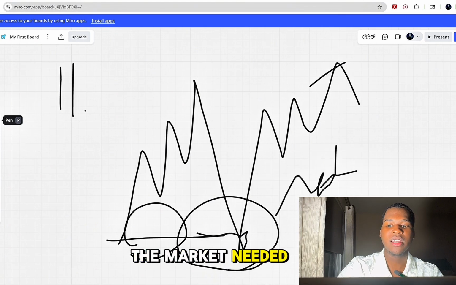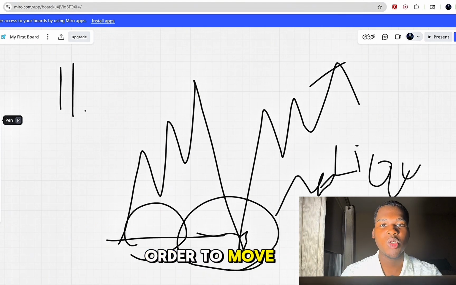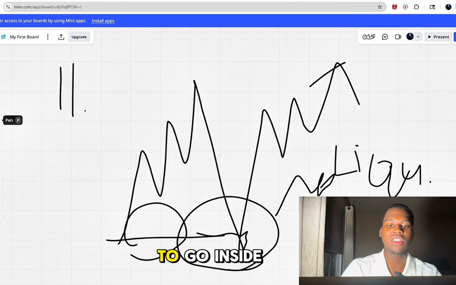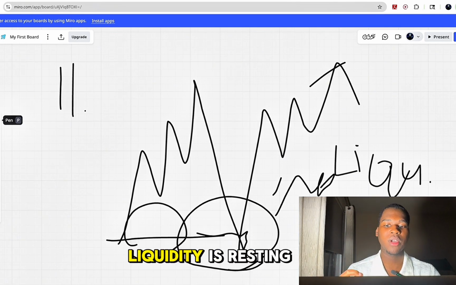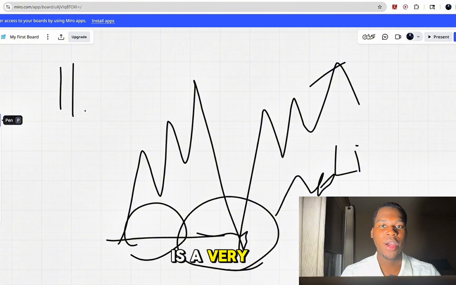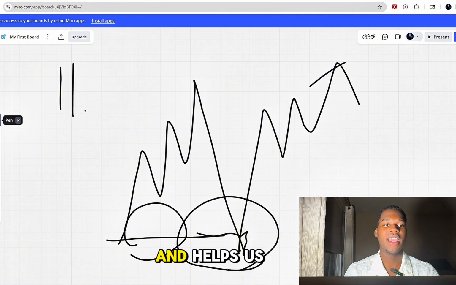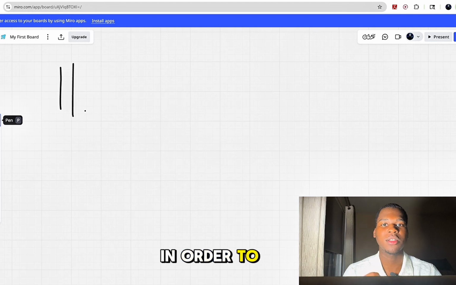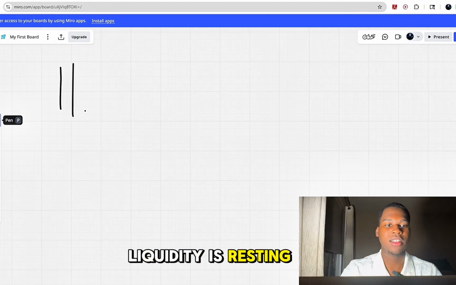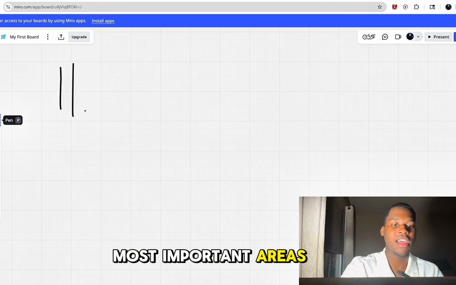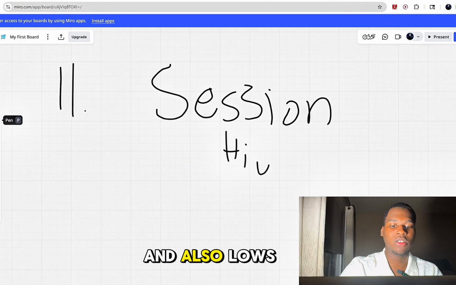The market needed that liquidity in order to move in the direction that it wanted to go in the first place. So knowing where liquidity is resting is a very important piece of this strategy and helps us in order to be on the right side of the market. Normally, where liquidity is resting, one of the most important areas is session highs and also lows.